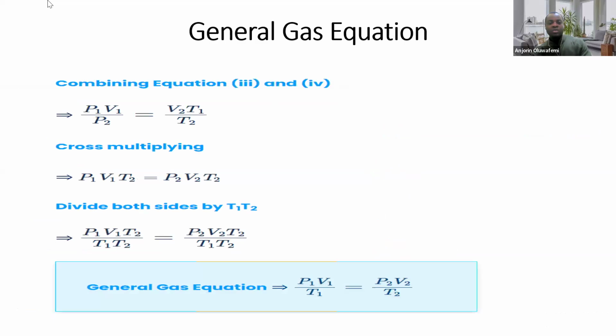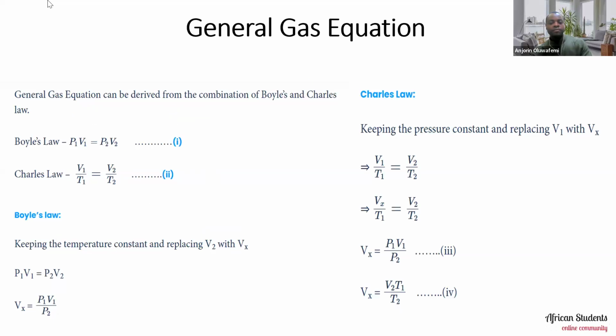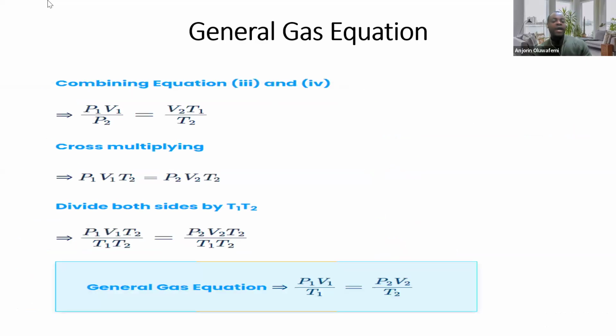The next thing that we need to do is to combine equations 3 and 4 together, where we generated our Vx. How did we generate the Vx? We replaced our final volume with Vx. So from the two equations, we're able to generate these values. Then we combine. When we combine them, it means that P1 V1 over P2 will be equal to V2 T1 over T2. So when we cross multiply, we end up having P1 V1 T2 equals P2 V2 T1.